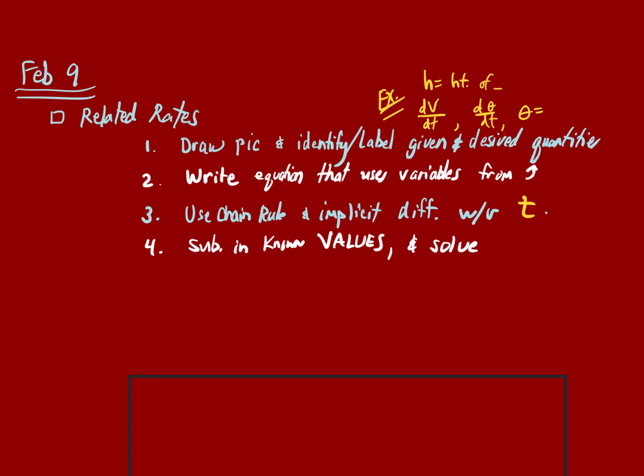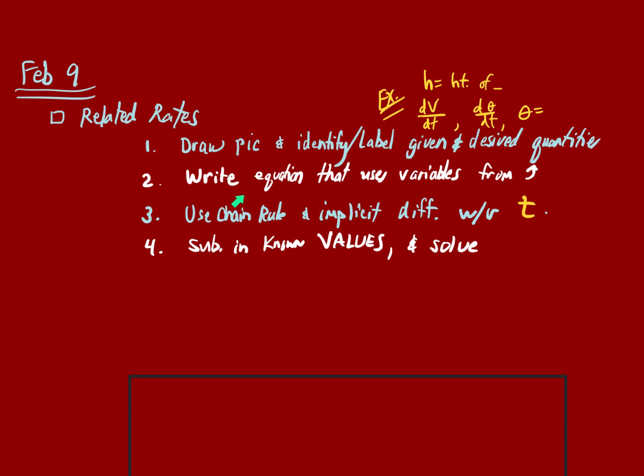All right, here's a quick review of related rates. For any related rates problem, you'll be faced with a paragraph. Read it and carefully identify variables that are given and variables that are asked for. Go ahead and label them. Label them in your picture, and you're ready for step 2.